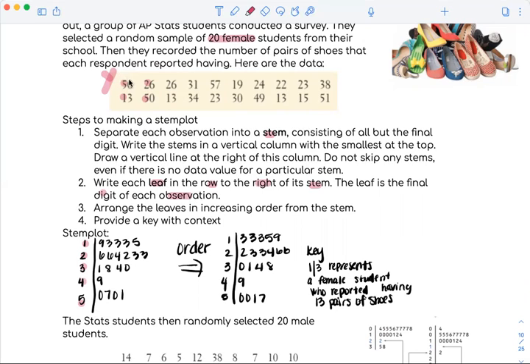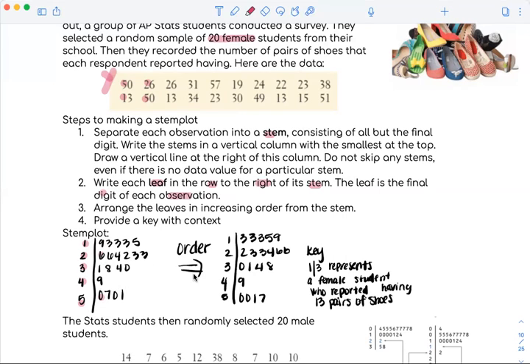So for example, when I recorded 50, I put the 0 here. So that represents 50. The next one was 26. So next to the 2 that I've already written, I wrote 6, and that's how I recorded that.